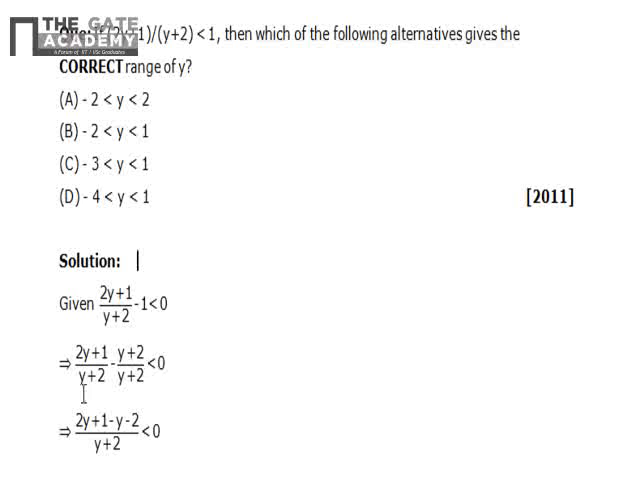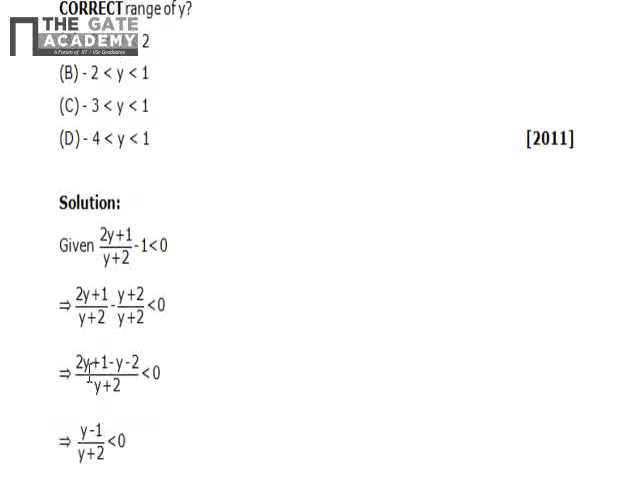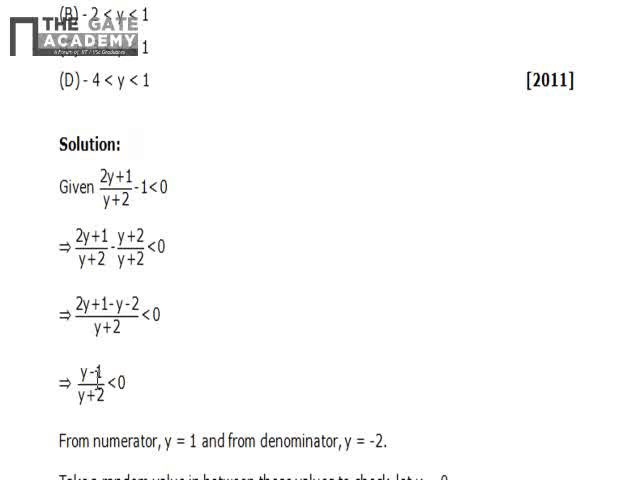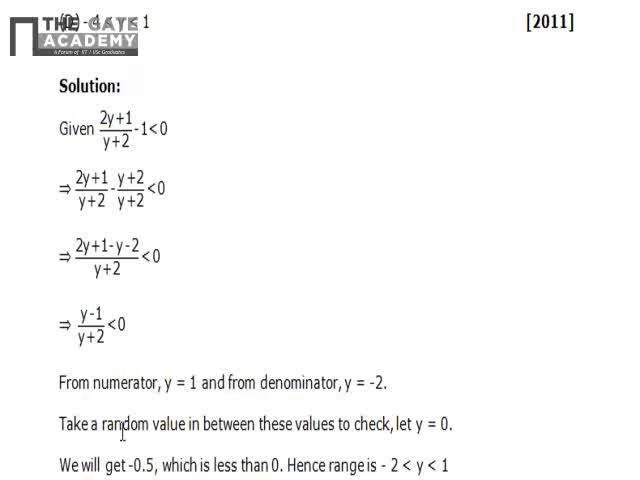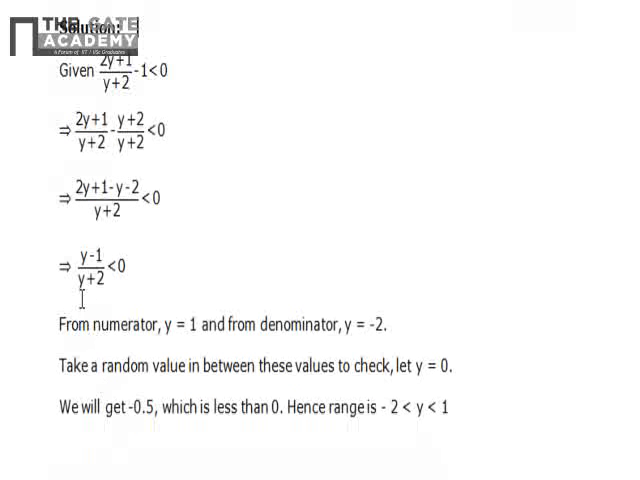So now I got the common denominator. If I simplify, I'll get this: (y minus 1) upon (y plus 2) is less than 0. We know that we cannot have 0 in the denominator, so y is equal to minus 2 is not allowed.